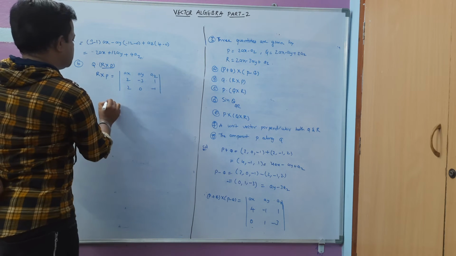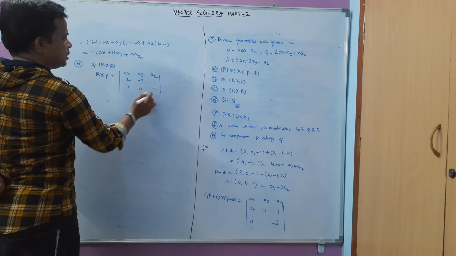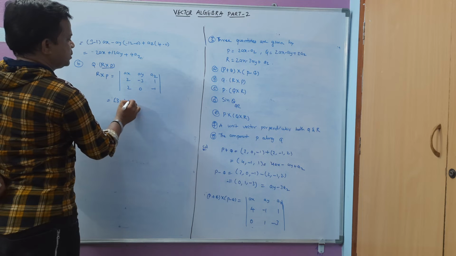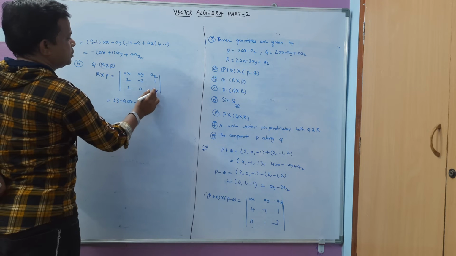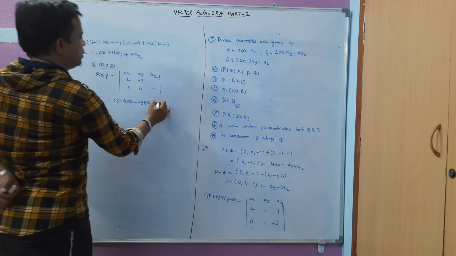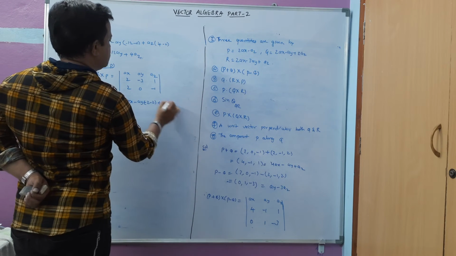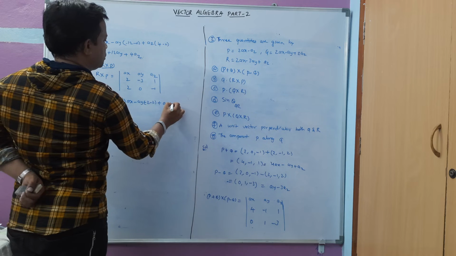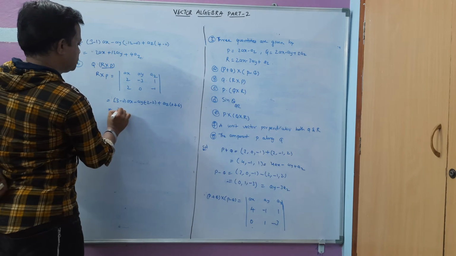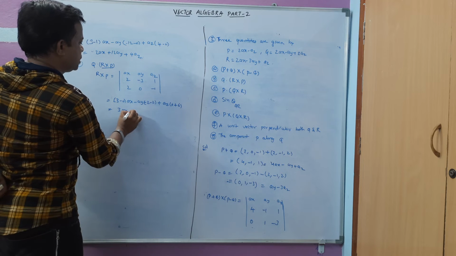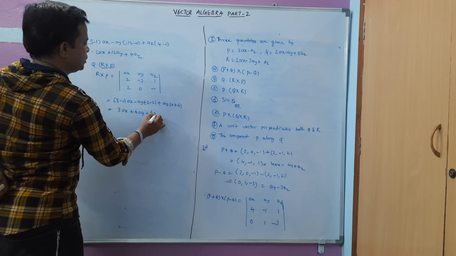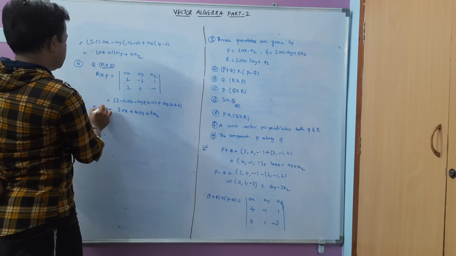Now let us do this one. What do I get here? 3 minus 0 into ax minus ay into minus 2 minus 2, plus az into 0 minus plus, this will give 6. So this will be equal to 3ax plus 4ay plus 6az. This is r cross p.